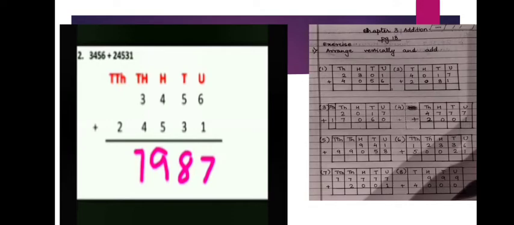This is an example sum, children. Now you are going to solve the exercise in your maths notebook.